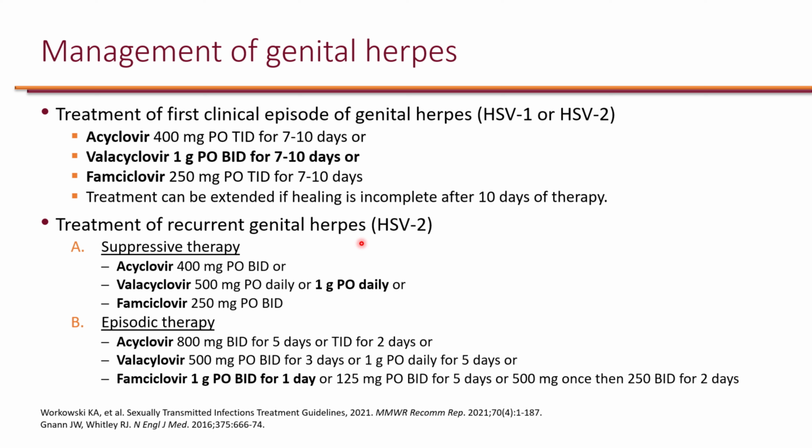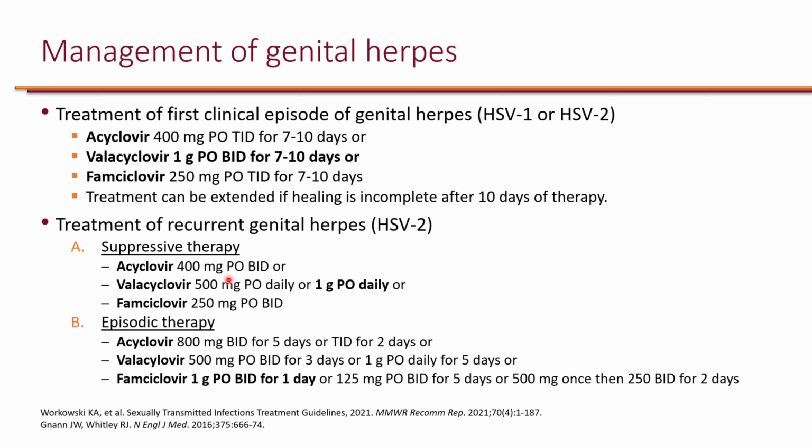So when it comes to recurrence, there are 2 strategies. One is suppressive therapy, where you essentially continue to give antiviral agents to patients for a long time. Or you can have episodic therapy. So with episodic therapy, you essentially wait until they have a recurrence, and once the recurrence happens, you immediately trigger the episodic therapy. And we essentially use the same agents, so acyclovir, valacyclovir, and famciclovir, for suppressive therapy specifically.